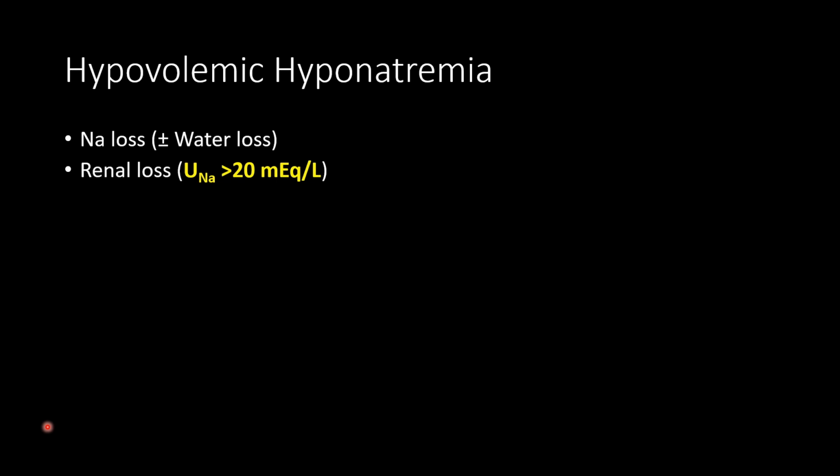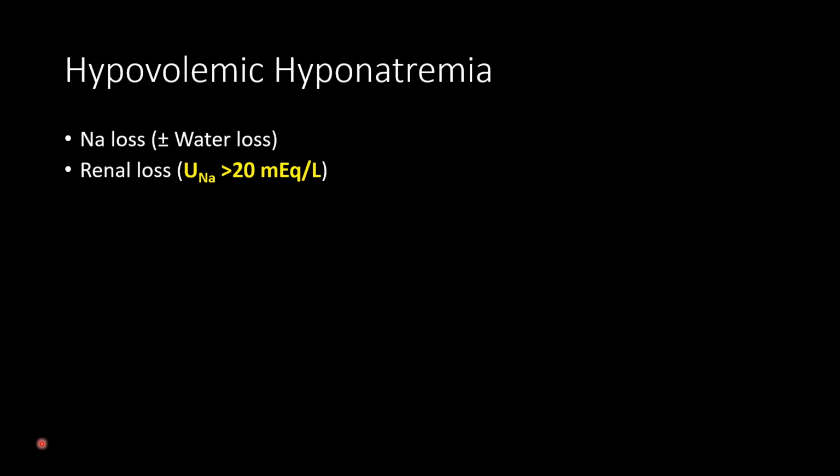So sodium and water both are getting lost, but by the renal route. That means the urinary sodium will be what? Urinary sodium will be high. Why? Because the original sodium and water loss is happening through the kidney only. That's why the hyponatremia has happened. The primary loss is due to the kidney. That's why the urinary sodium will be more than 20 milliequivalent per liter.